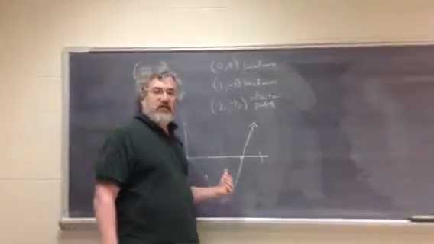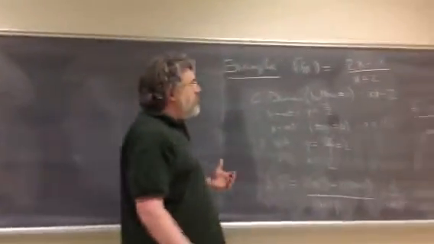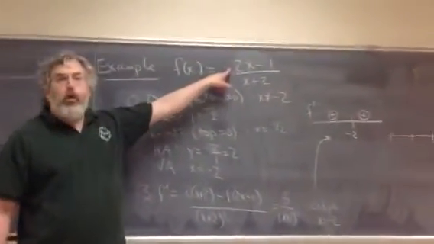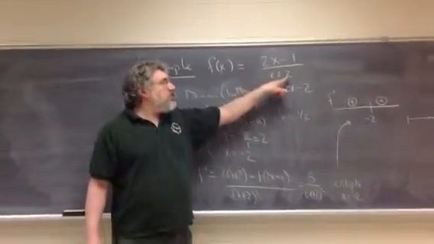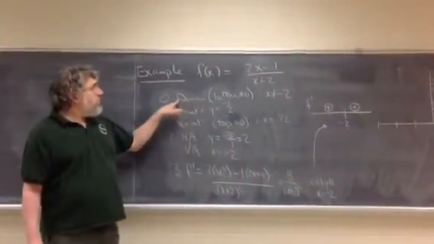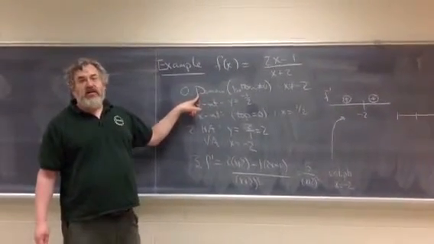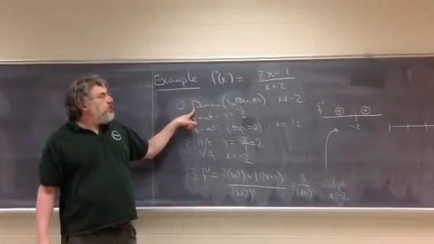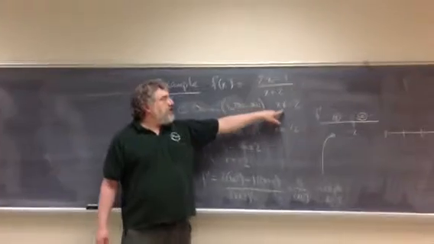Now, I'm going to save some time. I've already calculated a lot of the steps. f of x is a quotient now, 2x minus 1 over x plus 2. It's a rational function. So, how do you do this? First of all, the domain. The issues with domain on a rational function are where the bottom is 0. So our domain is everything except minus 2.